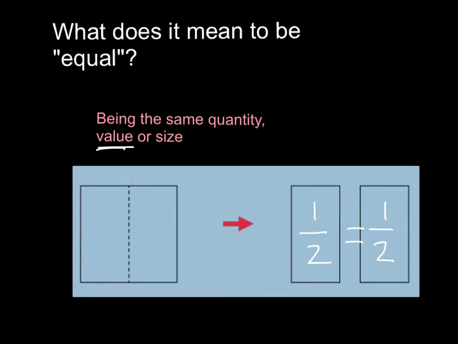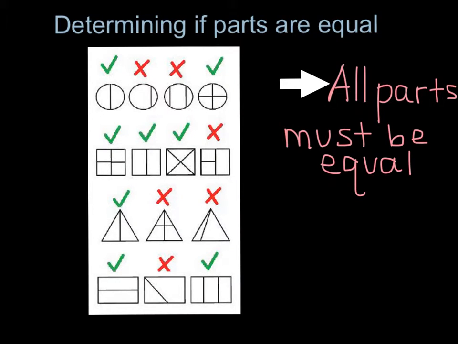Another way we can look at this is just by looking at the left image. We see that each half divided by the dotted line is the same exact size, therefore the whole shape has been divided into equal parts. Now we will get into different shapes and dividing them into equal parts. One thing to remember is that all parts of the shape must be equal in order for the whole entire thing to be divided into equal parts.